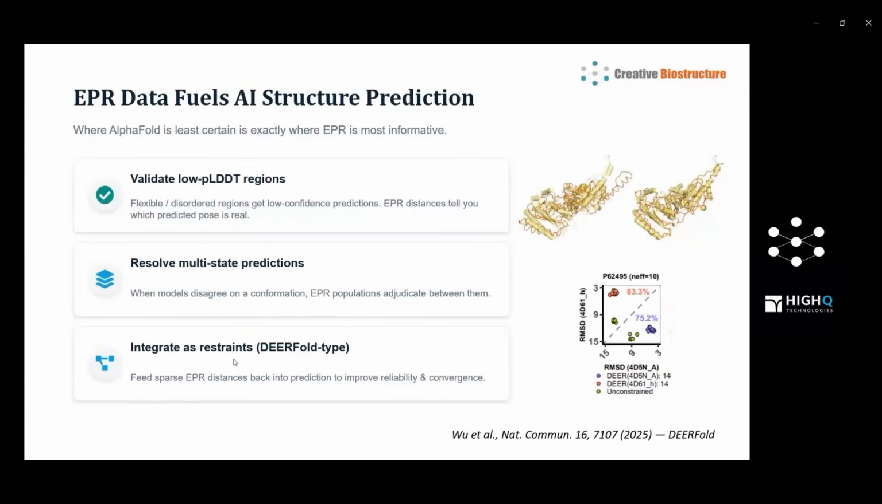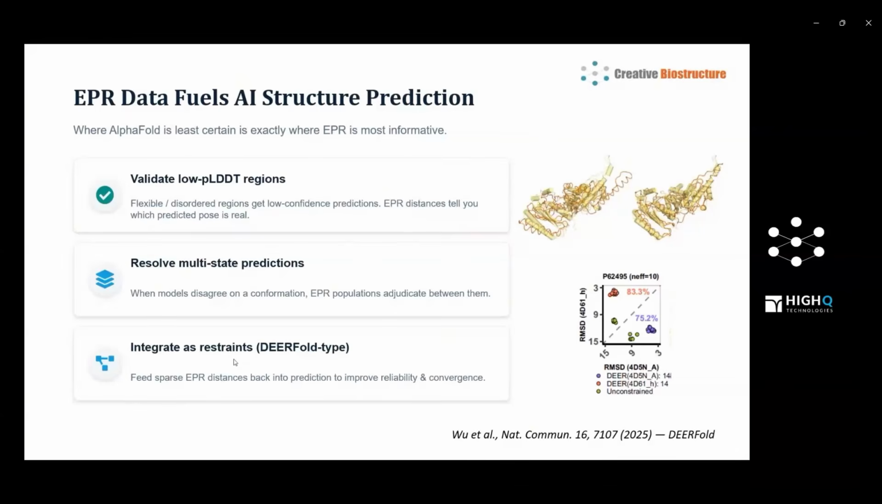You can distinguish between states. Prediction increasingly returns several plausible conformations without a way to choose. EPR indicates not only which states are present, but approximately how populated they are. And you can use the distances as constraints, the AlphaFold approach. What I found noticeable about the workflow is how little data was required. A small number of well-chosen distances was enough to guide the model toward a correct conformation.